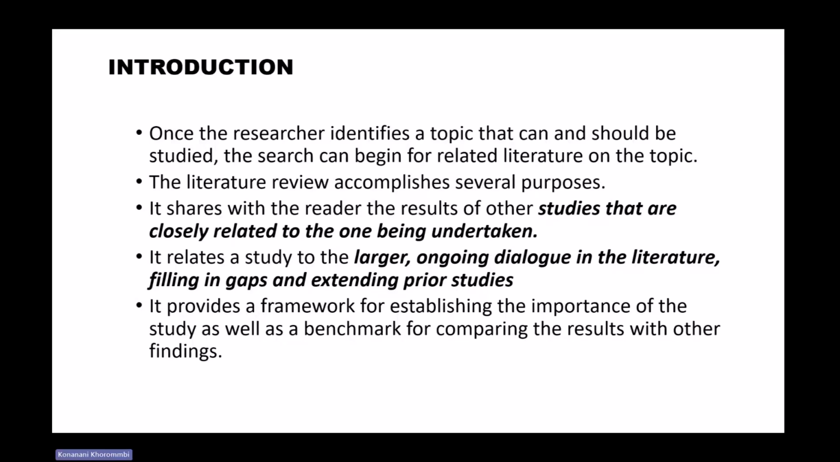Then after that, the research topic suggests the type of literature that you must look at. That is why here it is said that once the researcher identifies a topic that can and should be studied, the search can begin for the related literature on the topic. The literature review accomplishes several purposes, and these are the ones that are following. First, it shares with the reader the results of other studies that are closely related to the one being undertaken.